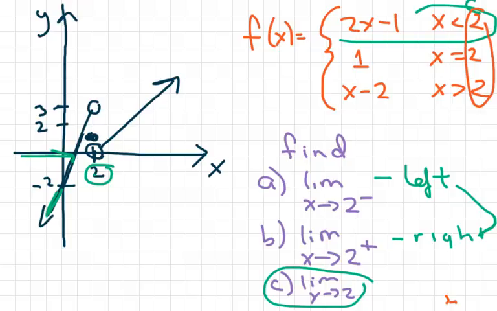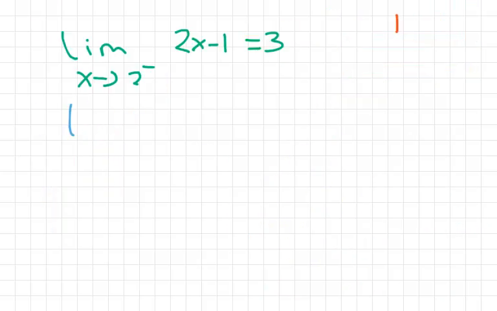Now, for this one, we're going to see what happens as x approaches from the right. So we're looking at this one right here, this equation here, which is here. And we're going to draw, and it gets closer and closer to 0. So the limit as x approaches 2 from the right of 2x minus 1 equals 0.